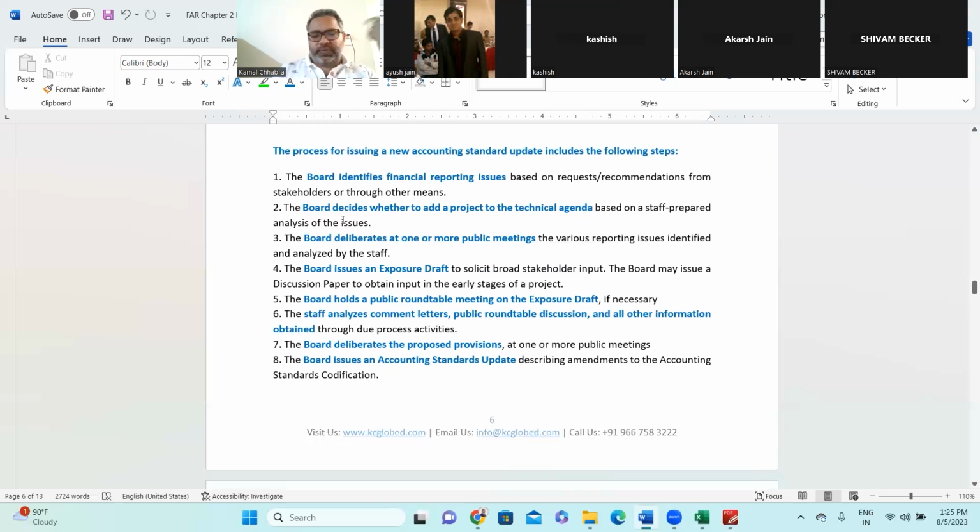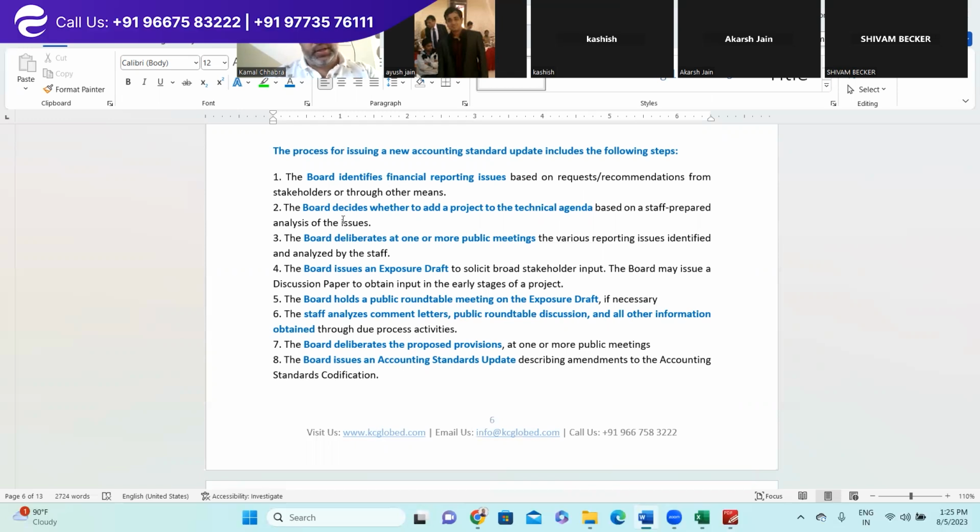Now coming to the process which we have discussed earlier in that chart. First is board identify the financial reporting issue. Second, they decide whether to add that project in the technical agenda or not based on the severance and materiality. Then once board decide to consider that into the agenda, then they deliberate at one or more public meeting. They discuss in a public meeting with the various issue and identify and analyze by the respective staff member. Fourth step is board issue the exposure draft to the public and to the stakeholder.